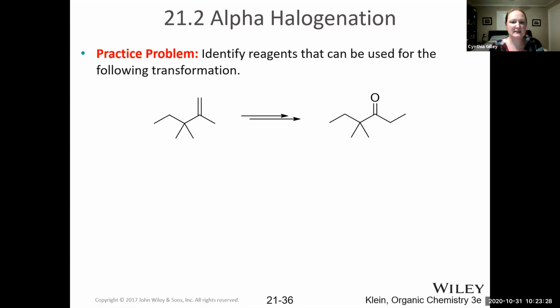Okay, let's do another synthesis problem as a practice problem. I'd like you to go ahead and think about how you might convert this alkene to this ketone. And of course, whenever you're doing these practice problems within the chapter, think about how we can use the reaction that we just talked about, specifically potentially a haloform reaction, as a key reaction in this synthesis. So again, go ahead and pause, and we'll go when you're ready.